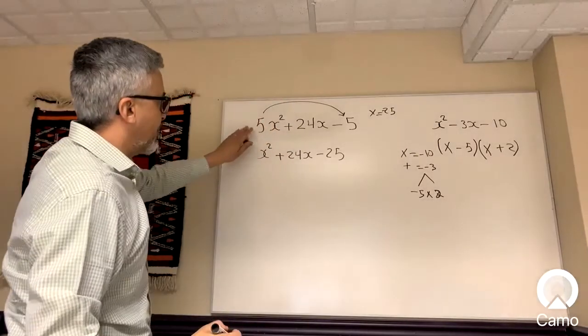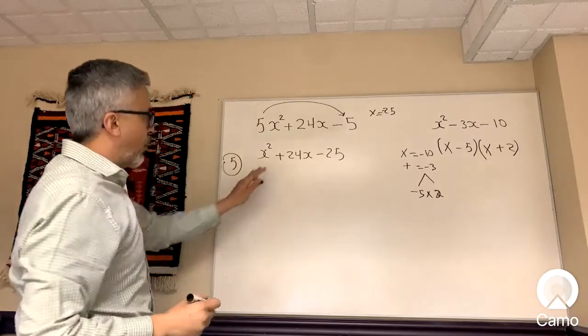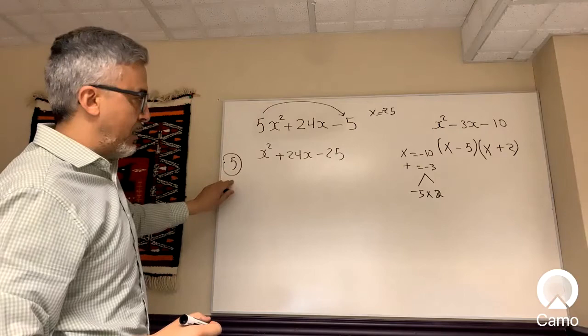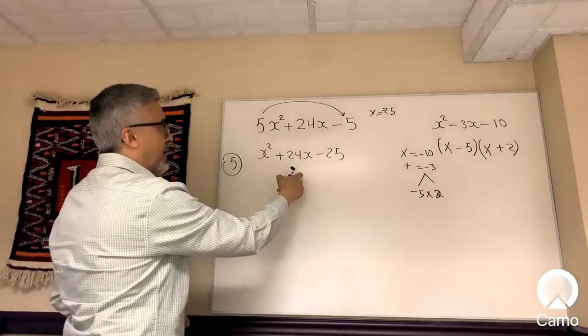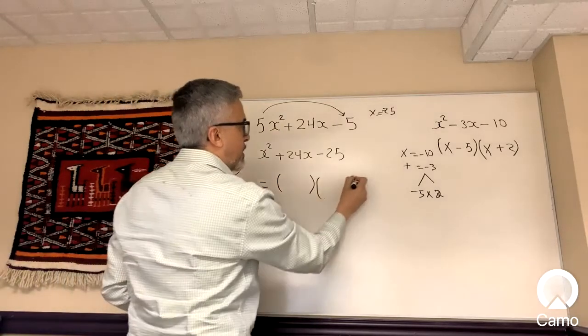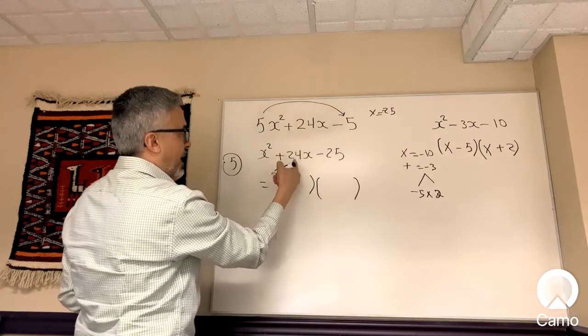So keep in mind this 5, because this 5 right here, we need it once we finish factoring this. We need to bring this 5 back into the equation again. So now when you look at this, the factoring of this is simple. It's the same method that we use in here. And it's two numbers that multiply to give me -25 and add to give me 24.